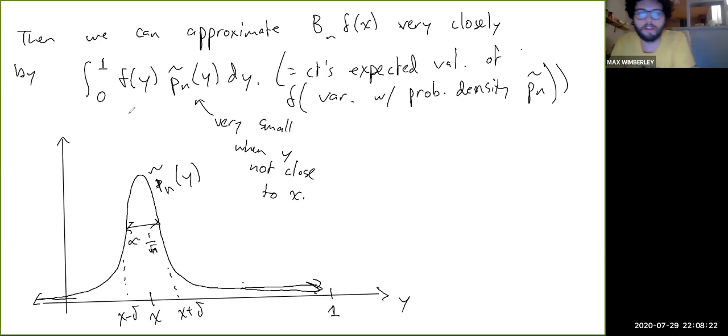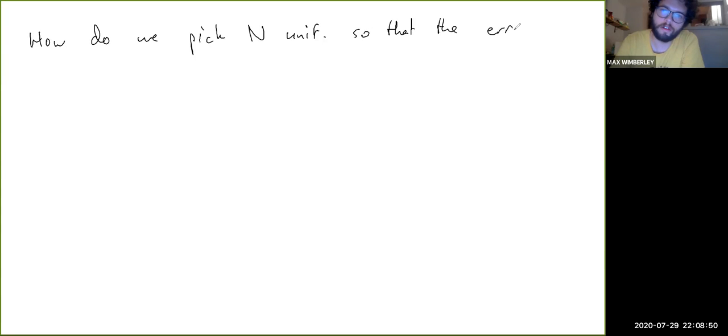And so the way we can estimate, what we want to do is estimate the error, basically. So how do we pick n uniformly so that the error between Bn f of x and f of x is small?